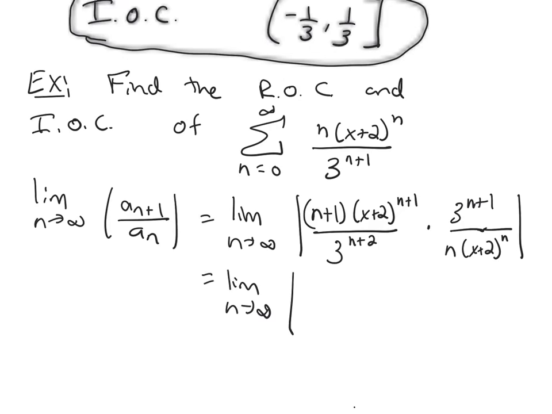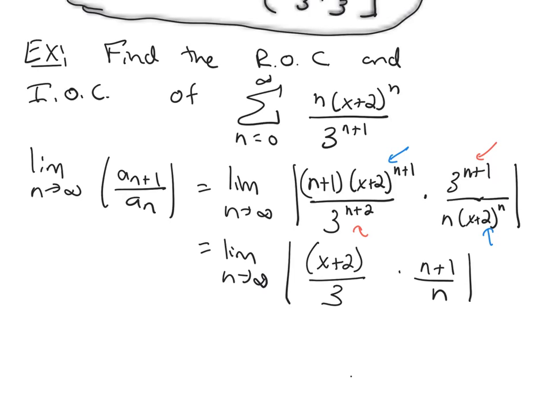So I look here, I see x plus 2 here, x plus 2 here. So I'm left with an x plus 2 in the numerator. And then I see 3 to the n plus 1, 3 to the n plus 2. So I'm going to be left with a 3 in the denominator when I simplify those. And then I'm left with n plus 1 over n, which I could simplify more, actually, but I'll do that on the next step.